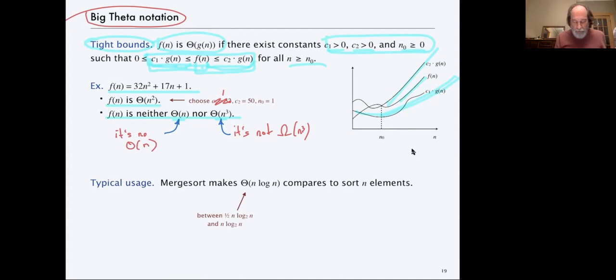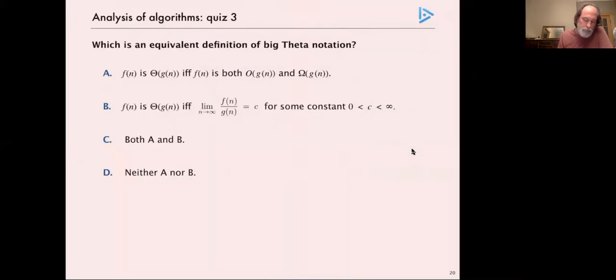So we might say something like this in usage: merge sort does theta of n log n comparisons to sort n elements. Which is an equivalent definition of the big theta? Well, we basically have just been saying this, right? f of n is big theta of g of n if and only if it's big O of g of n and big omega of g of n. That's exactly equivalent. Here's maybe a more interesting one.